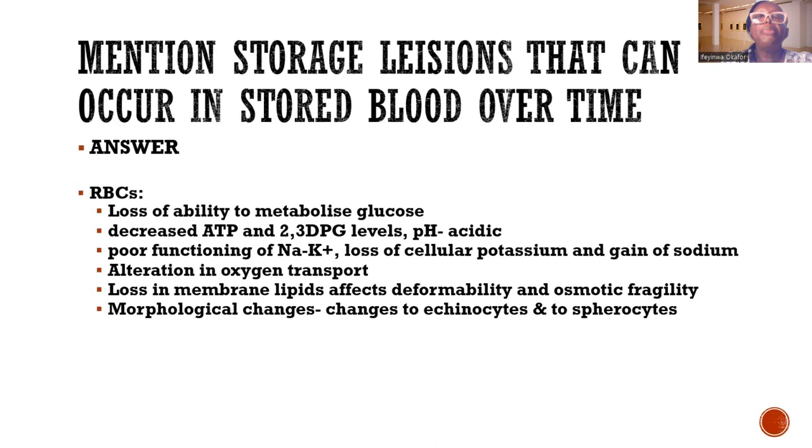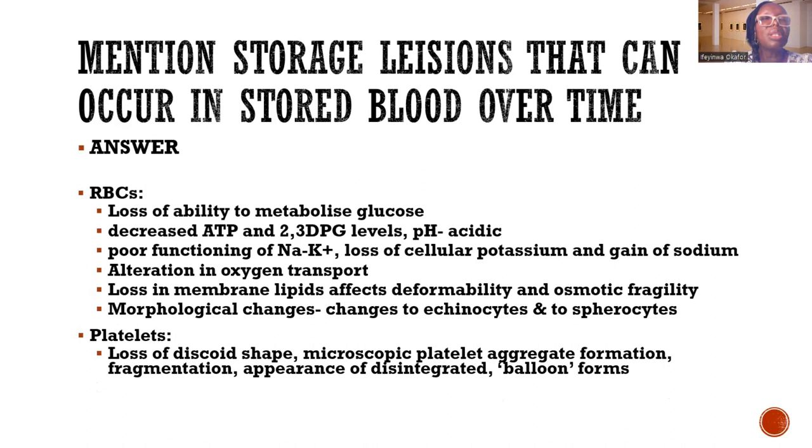There will be poor functioning of the sodium potassium pump, loss of cellular potassium and gain of sodium. There will be alteration in oxygen transport. Loss in membrane lipid may affect the deformability and osmotic fragility of the red cells. Morphology changes may occur, such as changes to echinocytes and spherocytes. With platelets, there may be loss of discoid shape, microscopic platelets, aggregate formation, fragmentation and disintegration of platelets, and formation of balloon forms.